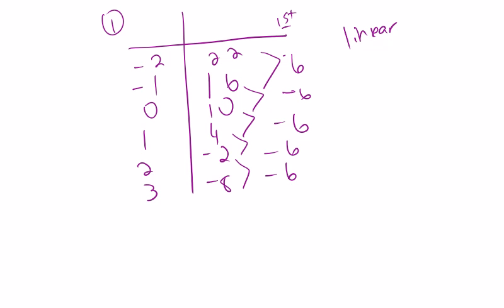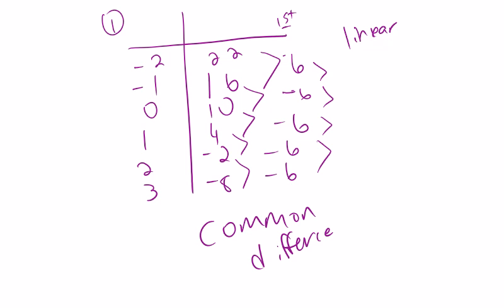Okay, now if the first one isn't common, we keep subtracting until we find a common difference. Okay, so what do you think happens if it's the second one? Well, then it would be quadratic. If it was the third difference, it would be a cubic. If it's the fourth difference, it would be a quartic. So let's look at another one. Okay, this is number 2 on your homework.